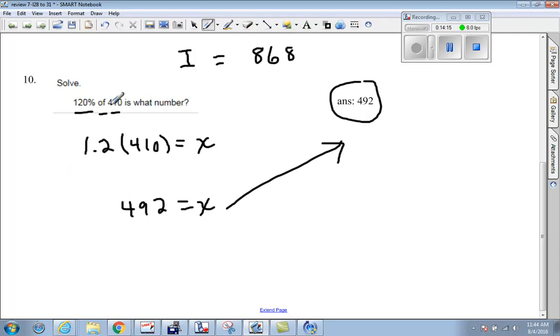Okay, so I like to do the translation method when I do those kinds of problems. Again, some people use that whole is over of equals percent out of 100 proportion, but you choose.